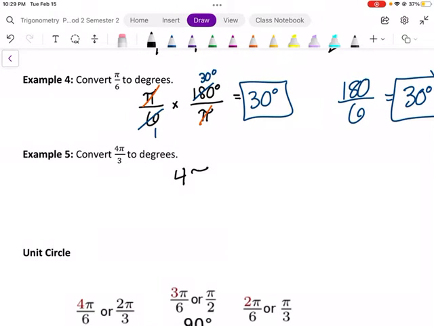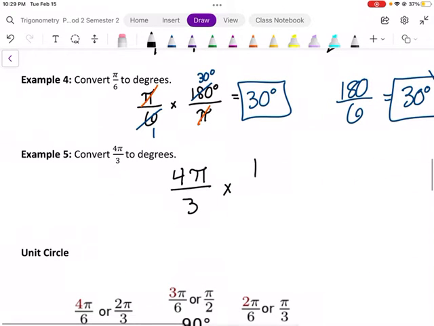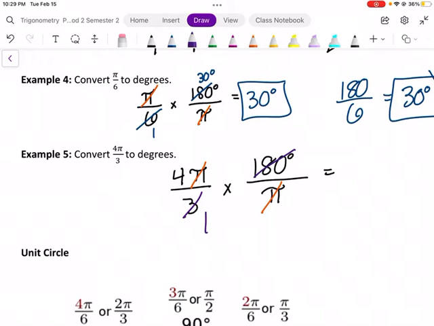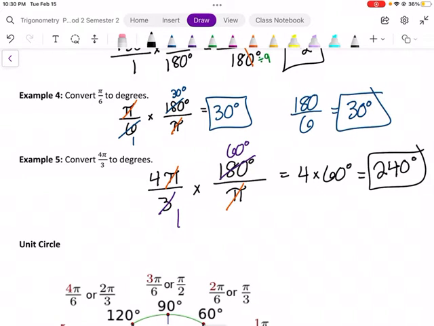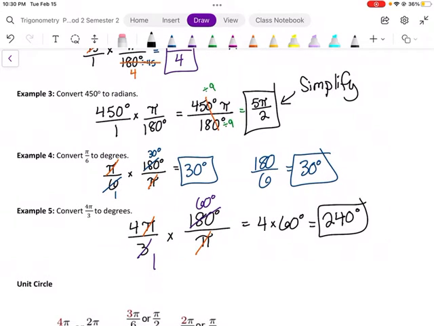Our next example, we have 4 pi over 3, and we're multiplying it by 180 over pi. Again, those pi's are going to simplify with each other. Both 180 and 3 are divisible by 3. If we take 180 divided by 3, we're going to end up with 60 on top. That leaves us with 4 times 60, which will be 240 degrees. In this chapter, you do get a calculator, so a lot of this you can do on your calculator if you're not comfortable with the mental math.